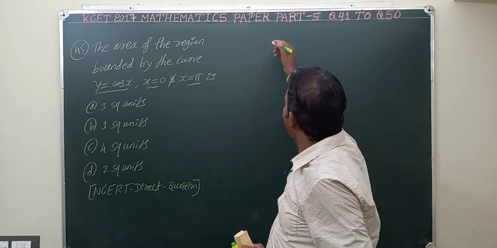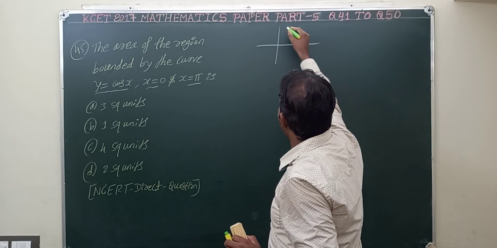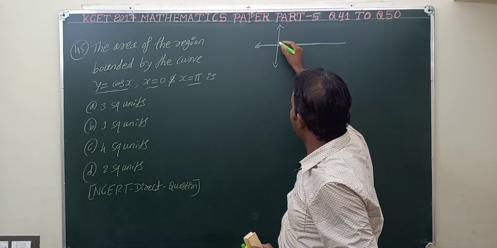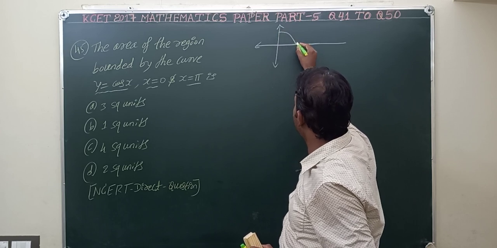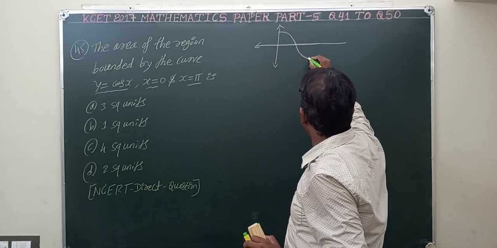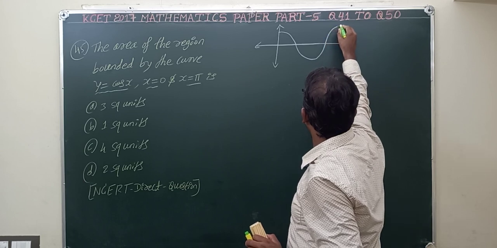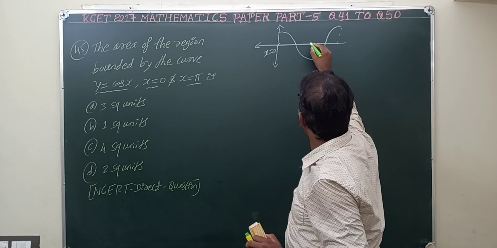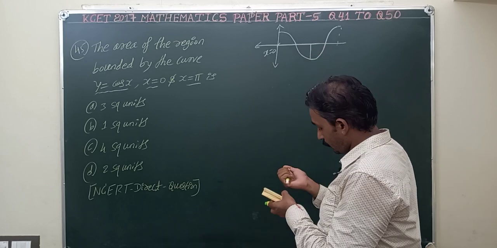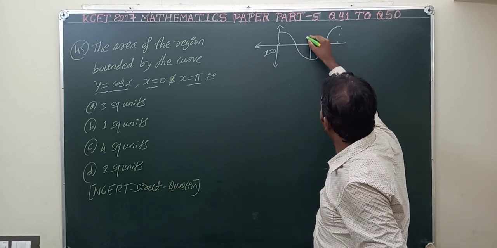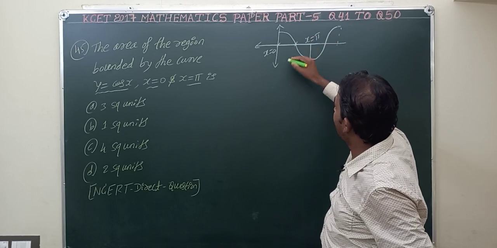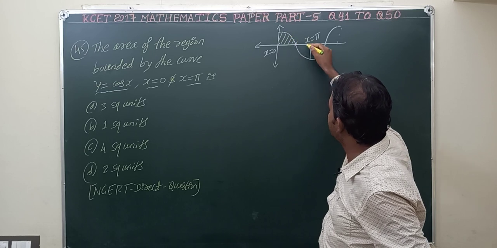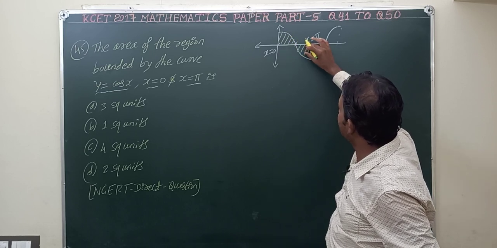So draw the rough figure of this function cos x from 0 to pi. Cos 0 is 1 in this case, at pi by 2 it is 0, and at 2 pi it is 1. So x is equal to 0 to x is equal to pi. So this is pi by 2. We have to find out the area of this region. So this region is equal to this region.